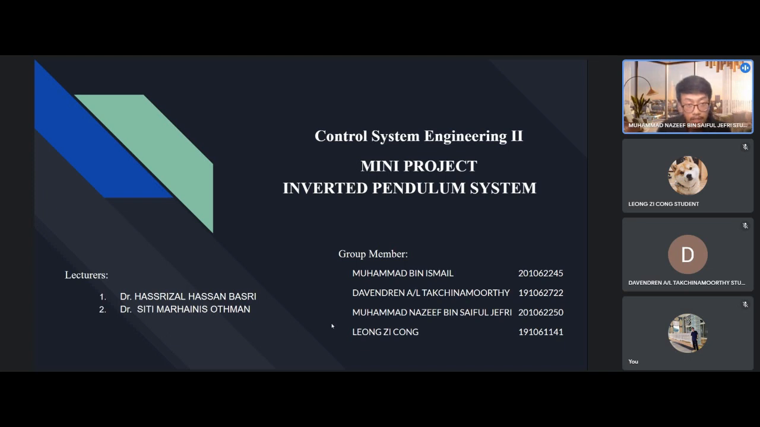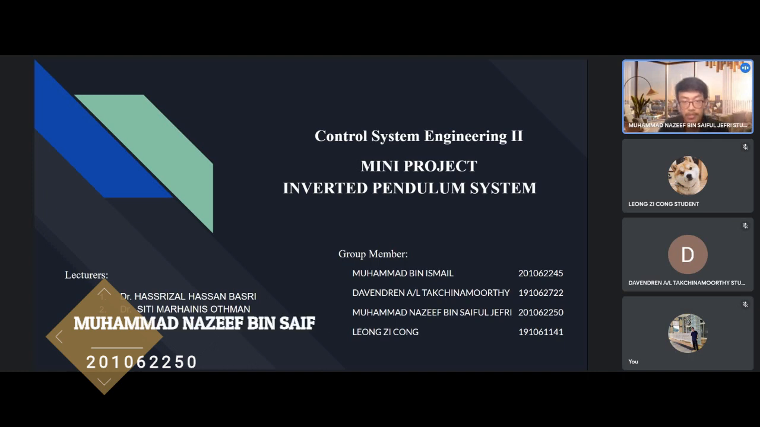Today my team and I, Muhammad Nazif Basri Jefri, matrix number 2010622250, will present our mini project on the inverted pendulum system.